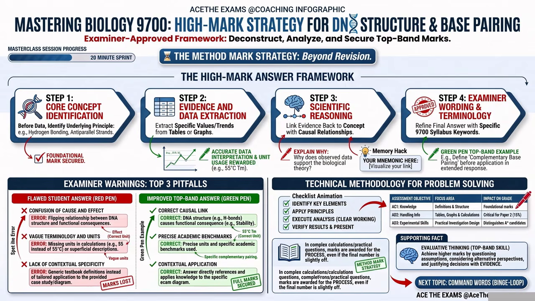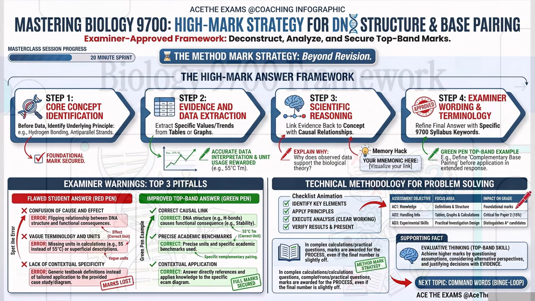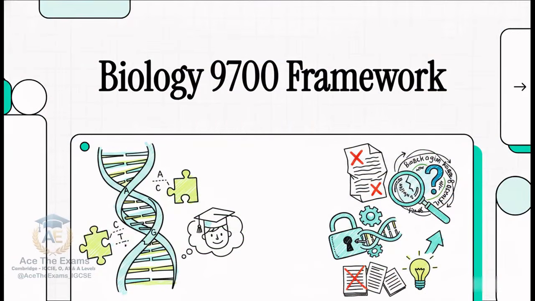So you've spent literally weeks memorizing the structure of the DNA double helix. You know your adenine from your thymine, your cytosine from your guanine, right? You walk into your Cambridge Biology 9700 exam feeling, well, incredibly confident. You've done the reading, you've drawn the diagrams, the whole shebang.